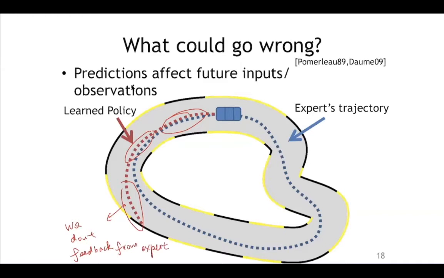Right? Once we deviate, we don't know how to recover, because the expert never tells us what to do if he or she were in that situation. So this is the problem. This is a real problem here.